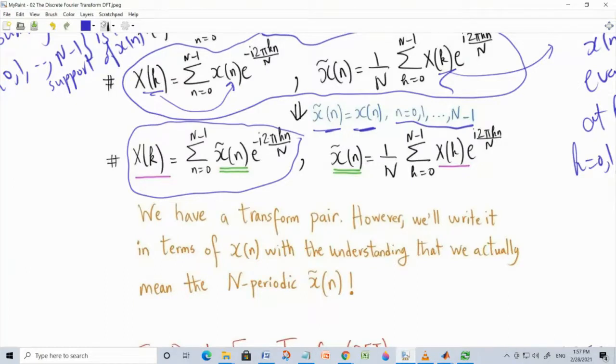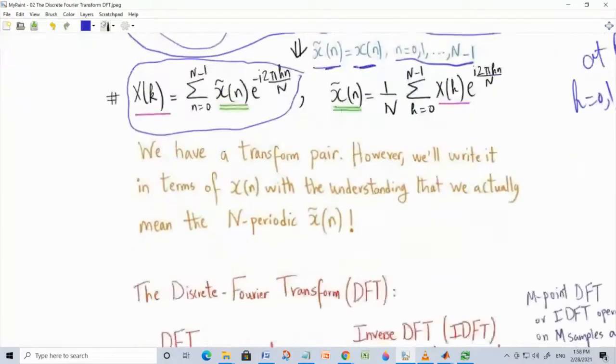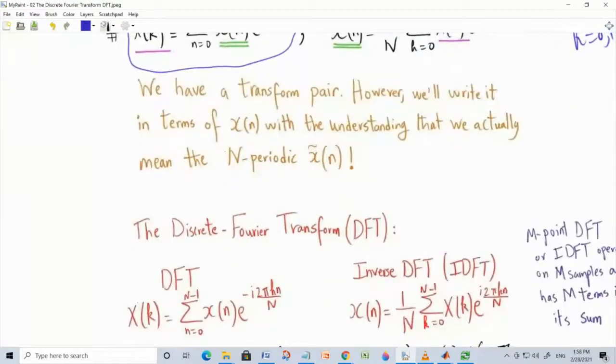We did these steps, and the relationship should be between big X of k, which is the DTFT of x of n evaluated at k fs over N, and the periodic signal x tilde of n, which is a periodization of x of n, but we will write this down. So this is the discrete Fourier transform pair. This is the discrete Fourier transform.